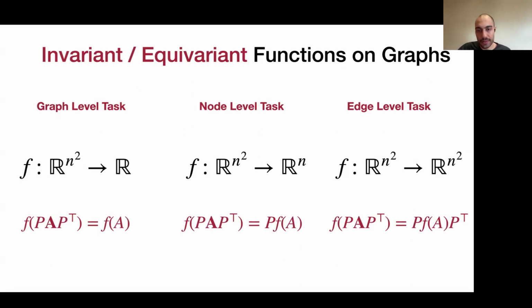Similarly, for node level tasks, if I decide node 1 is now node 3, I should also permute the output of my function so that whatever I said for node 1 now becomes node 3, and it should have this, what we call equivariance now. And again, for edge level tasks where we have to output data on edges, we have a similar equivariance.